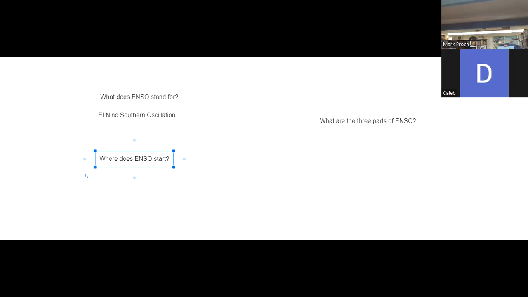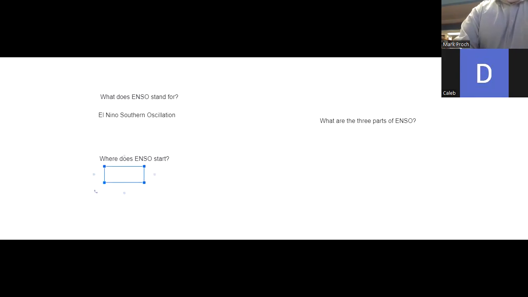And then the three parts. Do you know one of them, Hunter? One of the 3 parts? Yes. Wait, let me put this in first. Oh, yeah, the Southern Pacific. Let me do that first, actually. Southern Pacific.